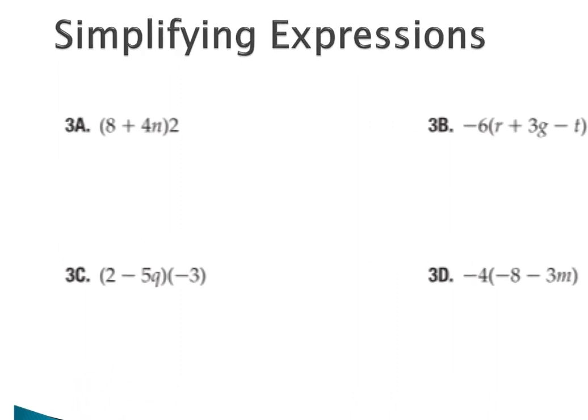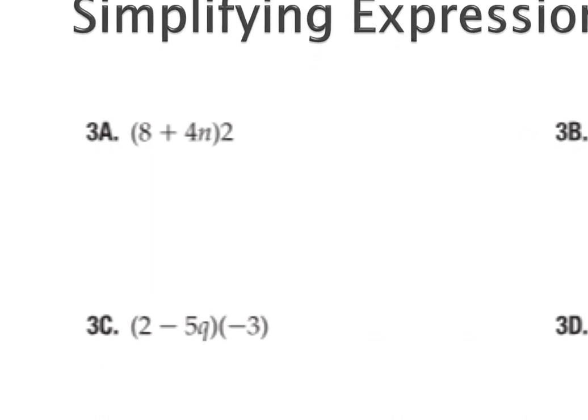So here we go. For 3a, 2 is in the back, but it doesn't matter. You're going to distribute to both the first and the last term. Make sure you go to both terms, otherwise this won't work. Now you have 2 times 8, this is going to be 16, plus 2 times 4n, 8n.